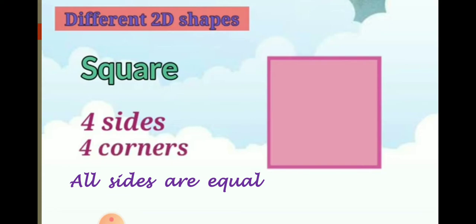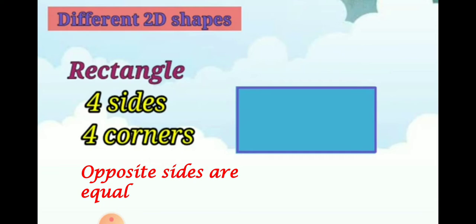Now let us see what are the different kinds of 2D shapes. You can see square. It has 4 sides, 4 corners, and a square has all of its sides equal. Rectangle. It also has 4 sides and 4 corners, but here only opposite sides are equal. In a rectangle, all sides are not equal.